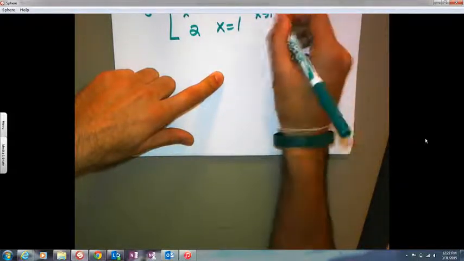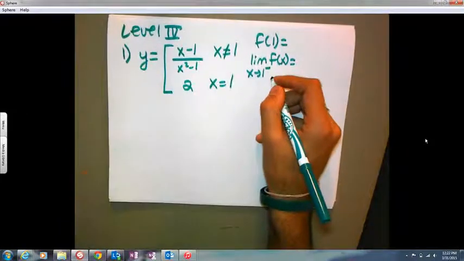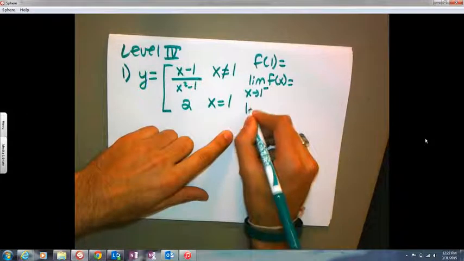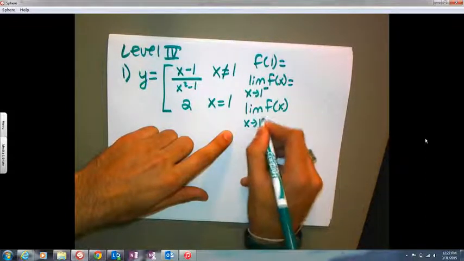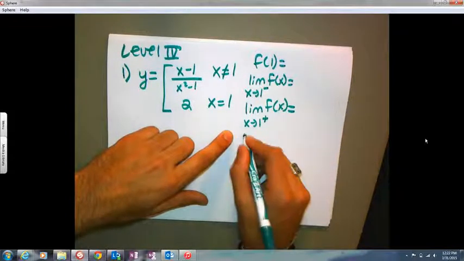See, I'm already making a mistake. We should say left, not negative. Then we need to say the limit of f of x as x approaches 1 from the right side, and then the double-sided limit.